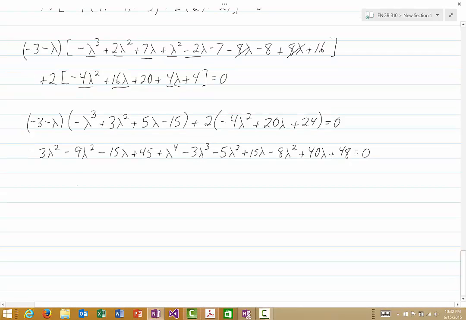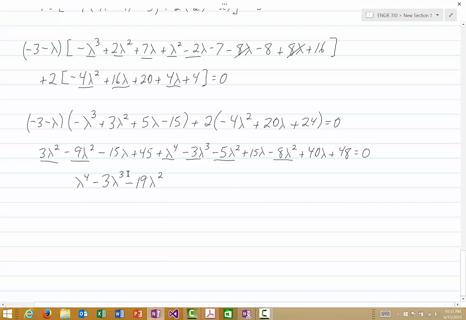And so now let's group terms together and see what we can do. Lambda to the fourth. And then for lambda cubed, we just have minus 3 lambda cubed. And for the lambda squared terms, we have minus 9 and 3, so that's minus 6. And minus 5 is minus 11, and minus 8 makes minus 19, so that's those terms.